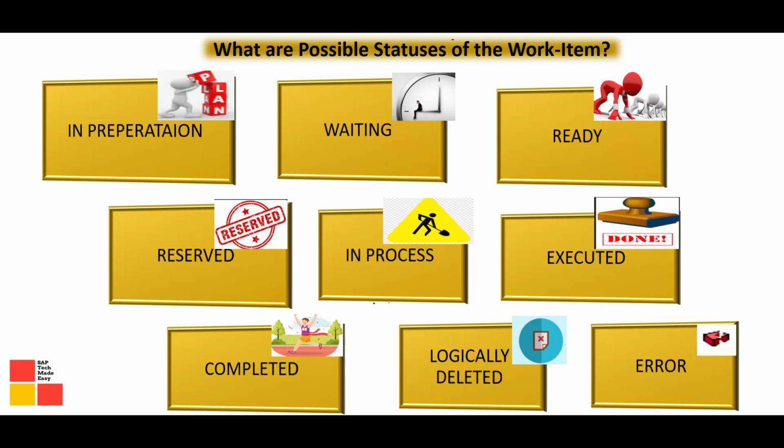Now let's understand the meaning of these different statuses. In Preparation means your work item is created but it is about to be executed. That means conditions are defined at the task level, so once the condition is met, only then is the work item executable. For example, if you have a dialog work item, that dialog work item is created but it will appear in the user inbox only when the condition is met.